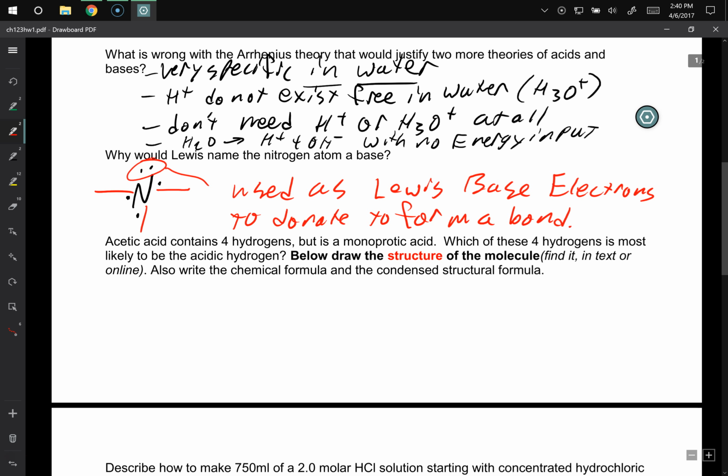This is phenomenally important for biological systems. When we think about bases, we think about the hydroxide ion. There isn't a whole heck of a lot of hydroxide running around inside of your body, but there are zillions of molecules with nitrogens on them. So the nitrogen is actually the base that your body uses for acid-base reactions almost always.